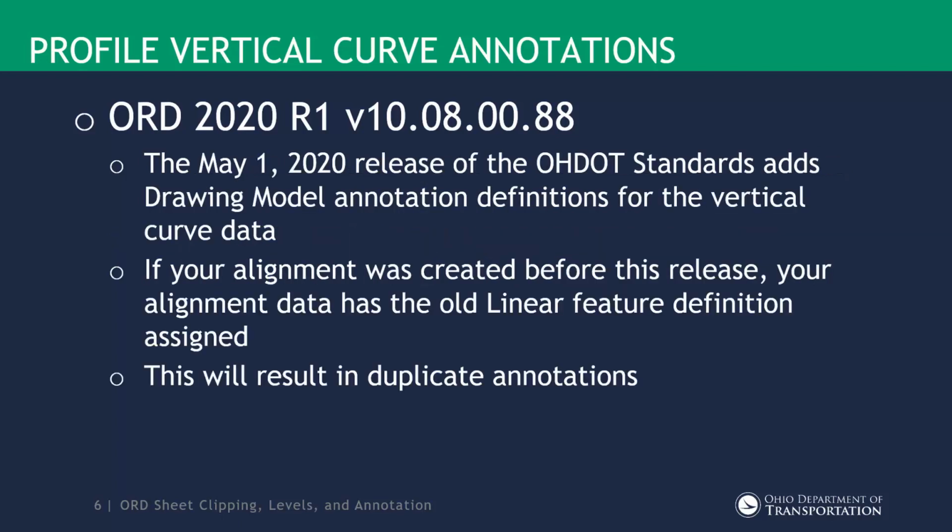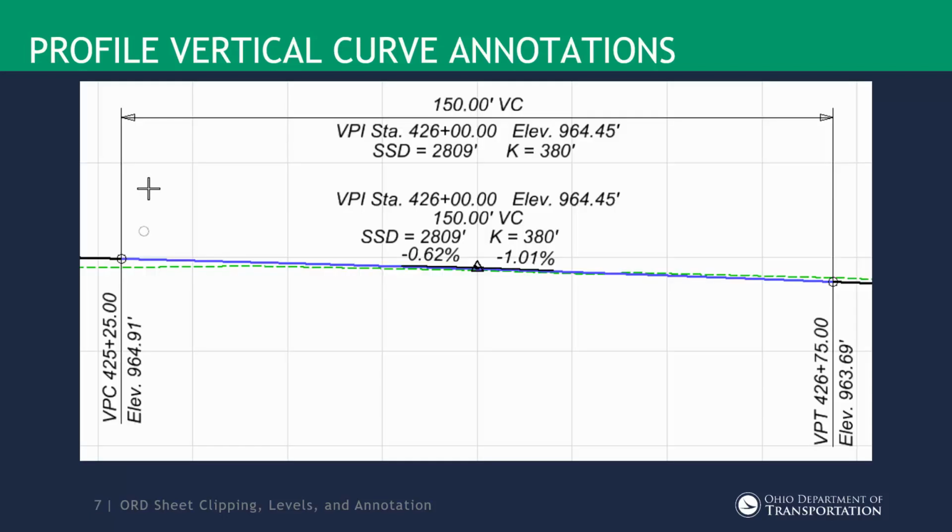So again, this is introduced with the May 1st, 2020 release of the OHDOT CAD standards. That's when the drawing model annotation was added to the feature definitions for our vertical curve data. And if your alignment was created before that release, your alignment data has the old linear feature definition assigned to it. And that's what results in our duplicate annotations.